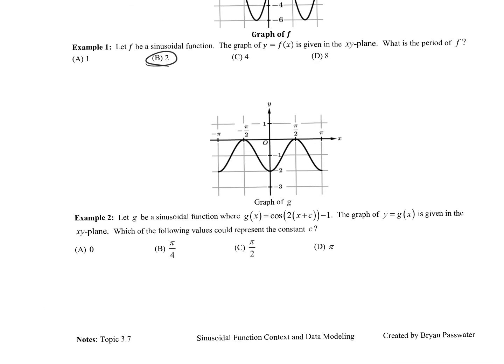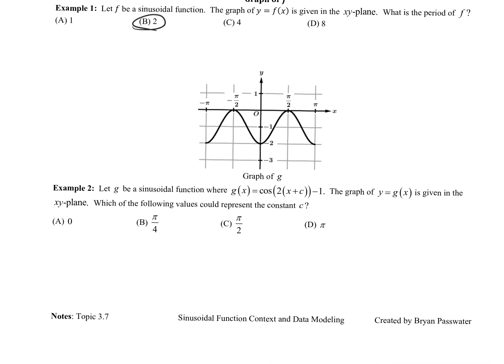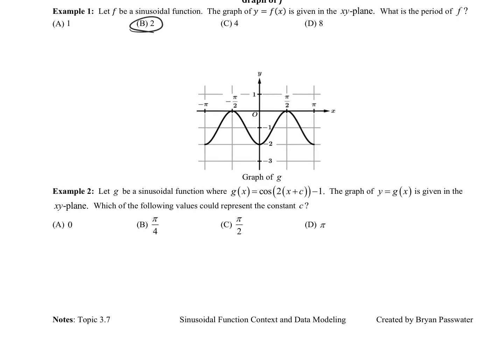All right, so example 2. Now we have a cosine function, and we need to figure out what c is. So where does sine start? Sine starts at 0 usually, right? And then it goes which way? Up, right? And where does sine usually reach its maximum? Pi over 2. We set both of those equal to pi over 2 today. So our maximum is at pi over 2.